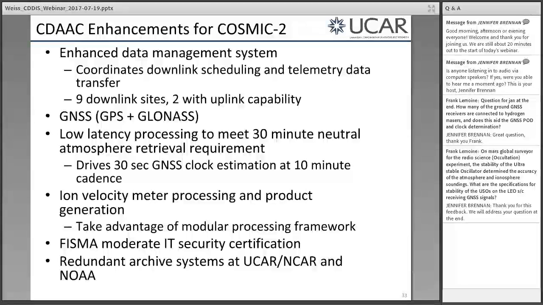We've added capabilities for processing other sensors, so we're taking advantage of a modular processing framework with which CDAAC was designed and implemented, and now added, for example, the ion velocity meter processing into that framework. A lot of work has been done on the IT security side because it's an operational mission. There's a certification under a regime called FISMA you have to deal with. And we're now archiving everything in more than one place. So one in-house archive as well as one provided by NOAA.